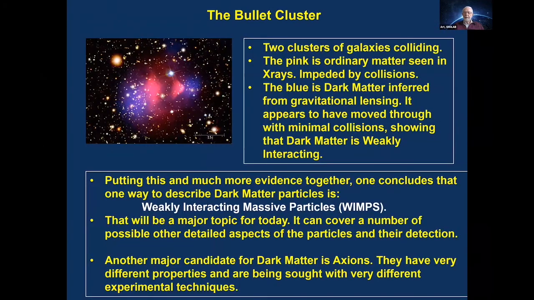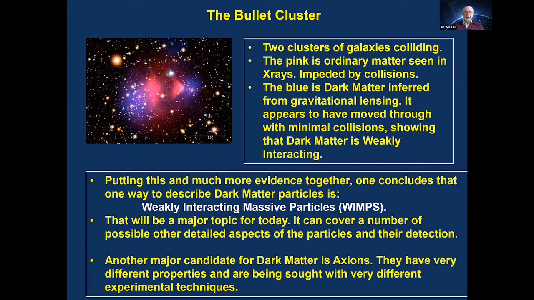And finally, in terms of the fact that it is quite weakly interacting, it's quite a beautiful example of this. There are many ways in which that's concluded, but here you see two clusters of galaxies that have collided, and they've already passed through each other. But what you can see is that the ordinary matter, which is imaged in X-rays, is the pink material, the pink section in the center.